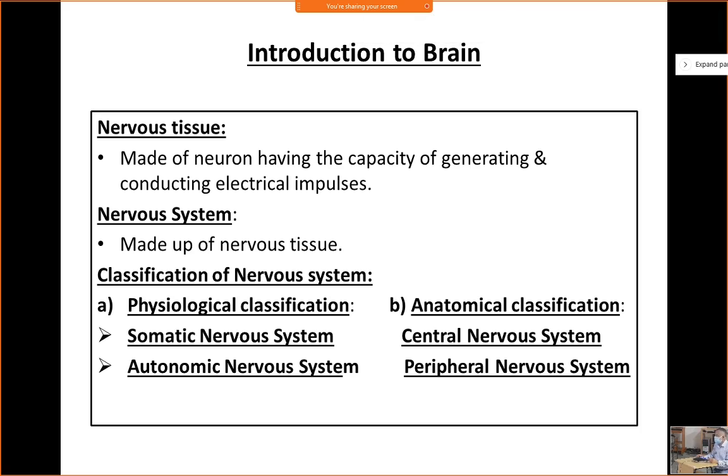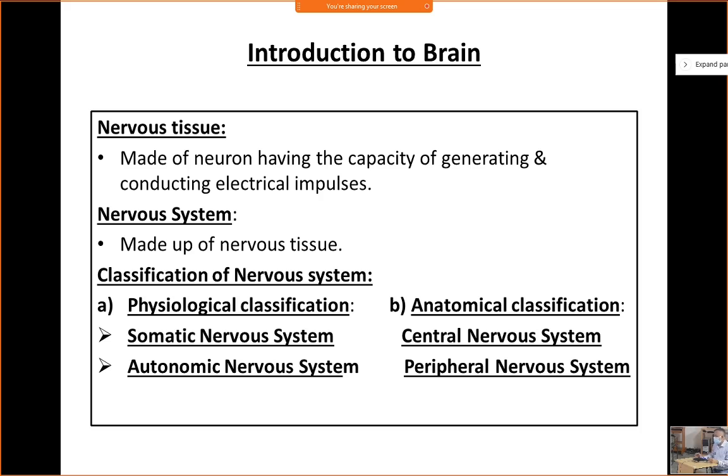So the nervous system is made up of nervous tissue and we can classify it in two categories: one is physiological classification, one is anatomical classification. Under physiological classification, it is somatic nervous system and autonomic. Somatic means it supplies the body wall. Autonomic supplies the organs which are automatically controlled, which we cannot control ourselves, like heart, lung, GIT, etc.